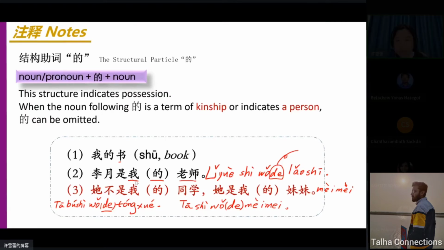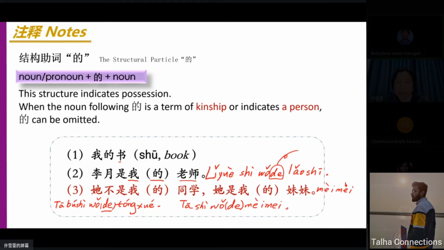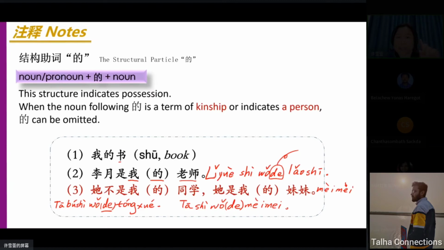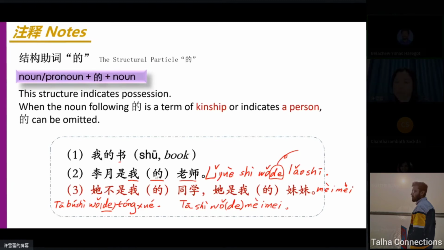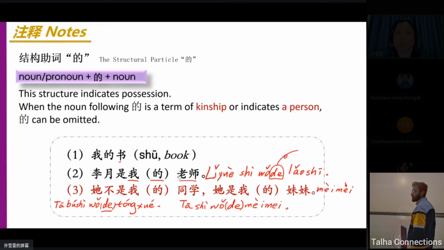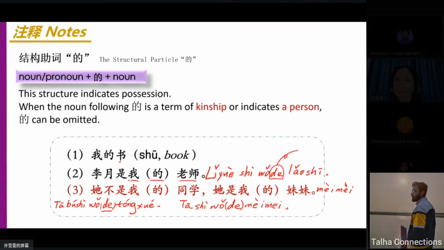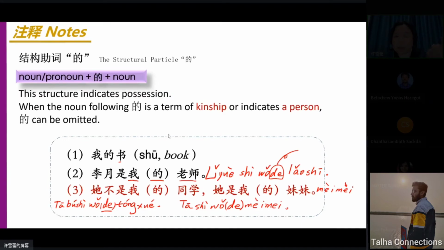Now once we've learned my teacher is 我的老师, right? And 老师 is a person. So in this phrase 我的老师, 的 can be omitted. We just simply say 我老师. So 李月是我老师. And I may say 我是你老师. 我是你们老师. 对吗? 我是你们老师. 你们, you. I am your teacher. So since teacher is a person, so 的 can be omitted.